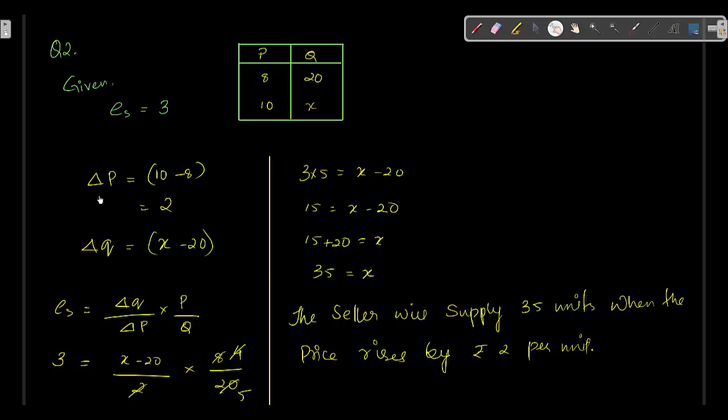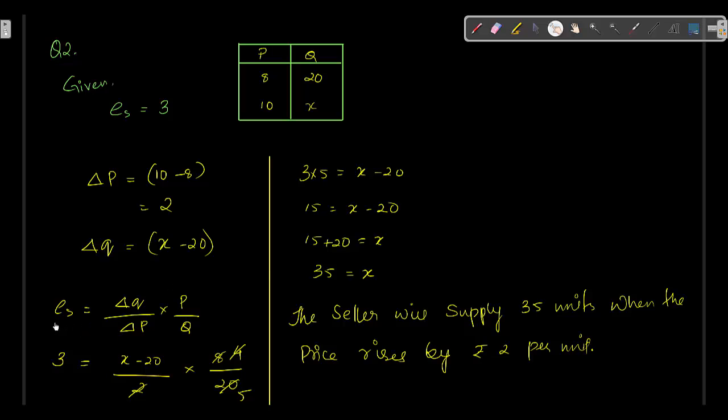To find out delta P, 10 minus 8 is 2, and it is already given in the question as well that the change in price is 2. Now delta Q is x minus 20. We don't know the value, so therefore we're taking it as x. So x minus 20, you just keep it like that. All right. So now let's simplify.